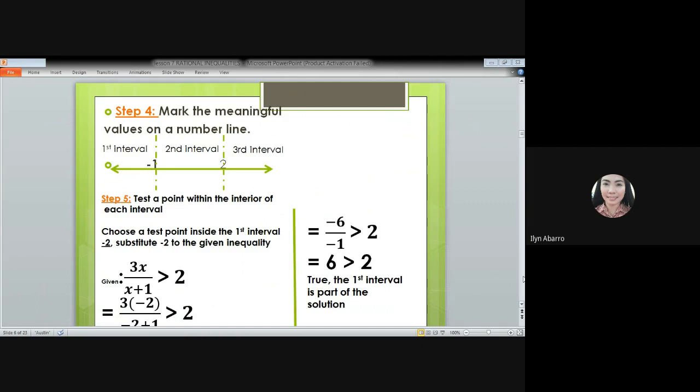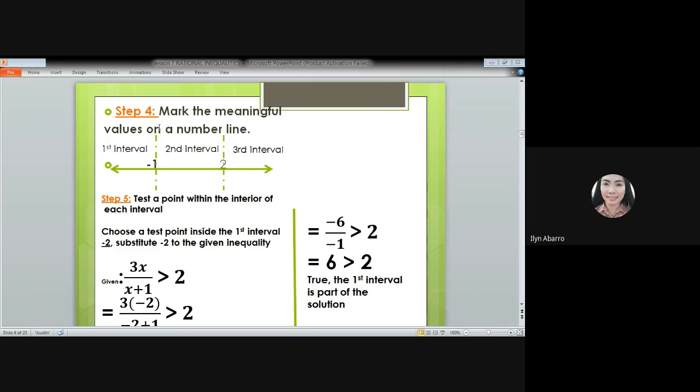Okay, step 4, mark the meaningful values on a number line. So you're going to draw a number line wherein you will mark the meaningful values. Our meaningful values are 2 and -1. So you have to locate them. So 0 is here. So -1 is on the left of 0. You just estimate it na lang. And then 2 is of course at the right of 0.